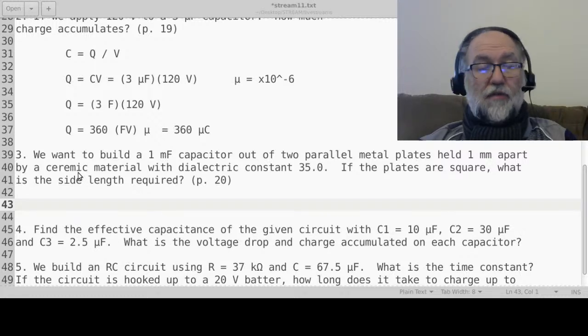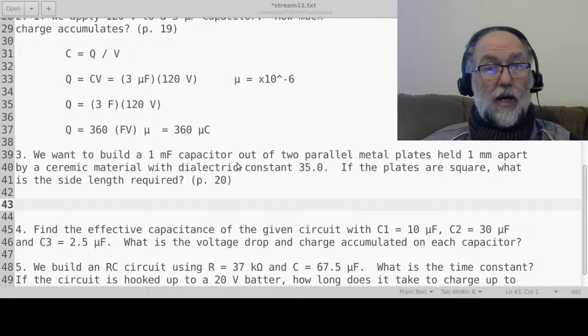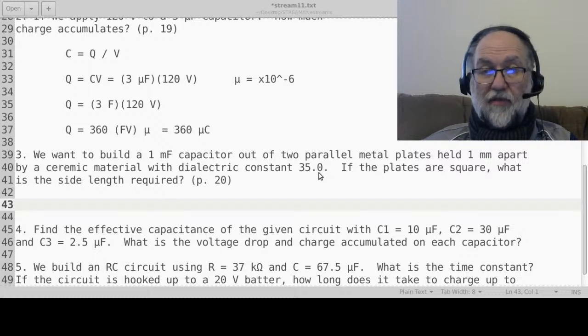Okay, in this one it's kind of an abstract problem. I say we want to build a 1 microfarad capacitor. By the way, that's pretty big. Sorry, milli. I apologize. A 1 millifarad capacitor. That's like 1,000 microfarads. Okay, out of two parallel metal plates held 1 millimeter apart by ceramic material with a dielectric constant of 35.